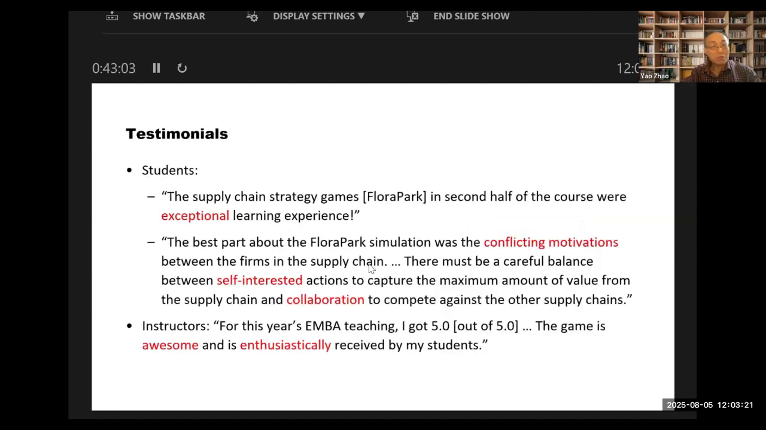Okay, student testimonials. So supply chain strategy game, which is floor park, in the second half of the course, were exceptional learning experience. And the best part of the floor park simulation was the conflicting motivations between the firms in the supply chain. There must be a careful balance between the self-interested actions to capture the maximum amount of value from the supply chain. He's talking about the conflict of interest, and collaboration to compete against the other supply chains.